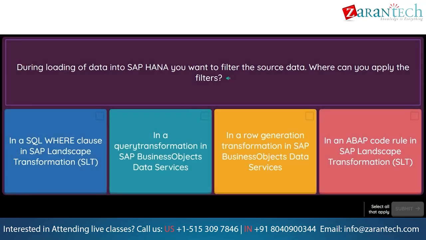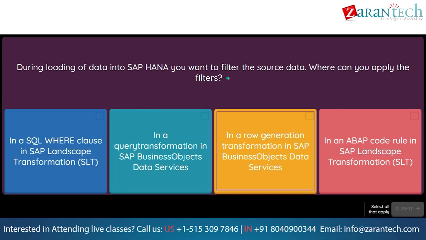Question: during loading of data into SAP HANA you want to filter the source data. Where can you apply the filters? Option 1: in a SQL WHERE clause in SAP Landscape Transformation, SLT. Option 2: in a Query Transformation in SAP Business Objects Data Services. Option 3: in a Row Generation Transformation in SAP Business Objects Data Services. Option 4: in an ABAP Code Rule in SAP Landscape Transformation, SLT.